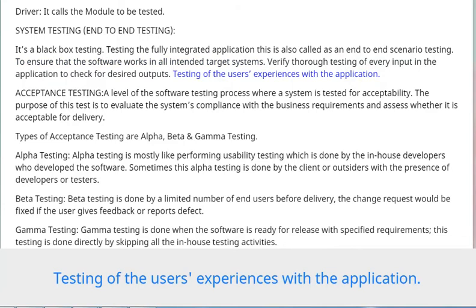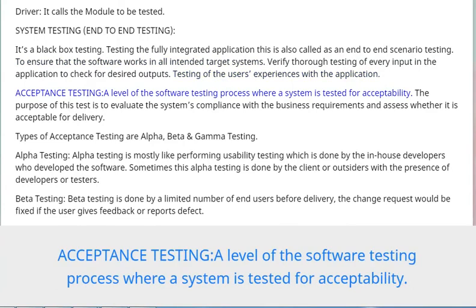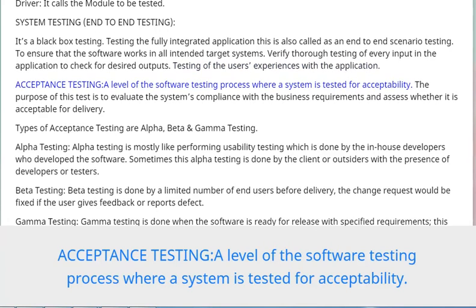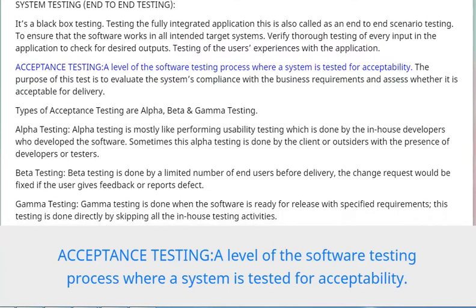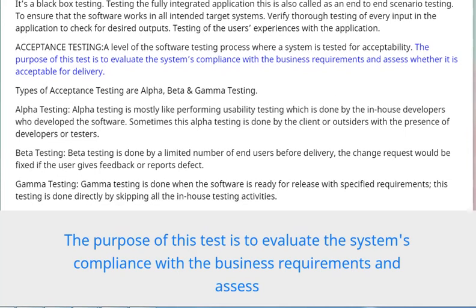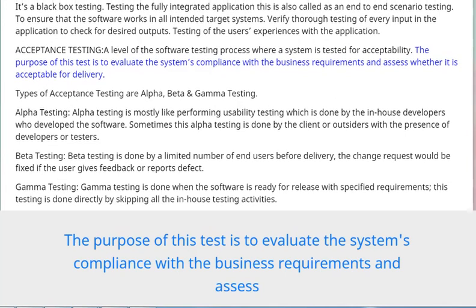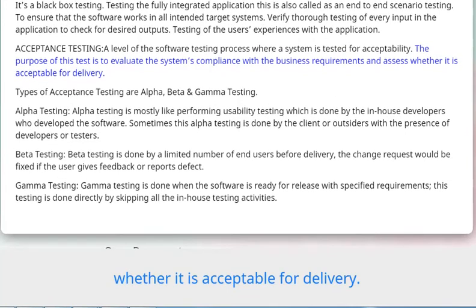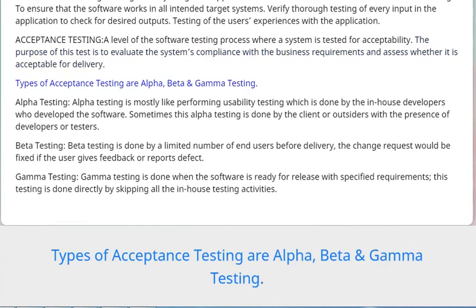Acceptance testing is a level of the software testing process where a system is tested for acceptability. The purpose of this test is to evaluate the system's compliance with the business requirements and assess whether it is acceptable for delivery. Types of acceptance testing are alpha, beta and gamma testing.